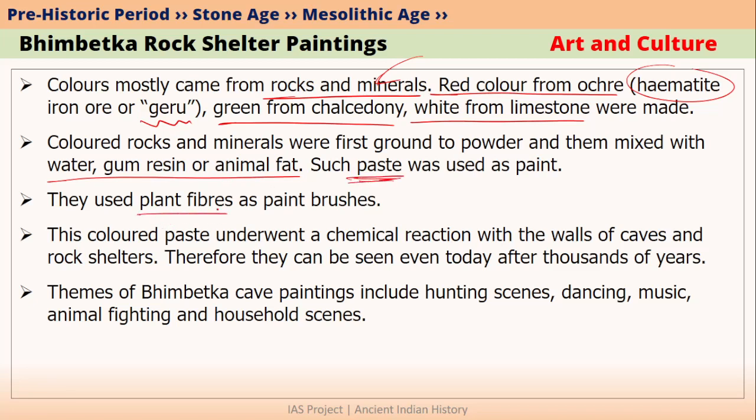And using plant fibers, they painted this paste on the rock walls. And eventually what happened was, this color paste underwent chemical reaction with the walls of the caves. That is why even after thousands of years, we can still see these cave paintings. Themes of Bhimbetka cave paintings include hunting scenes, dancing, music, animal fighting and other household scenes.